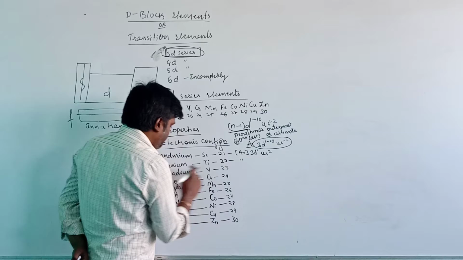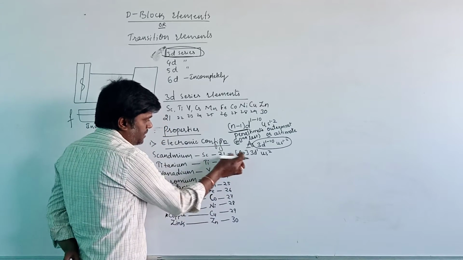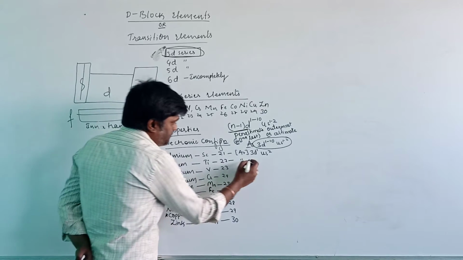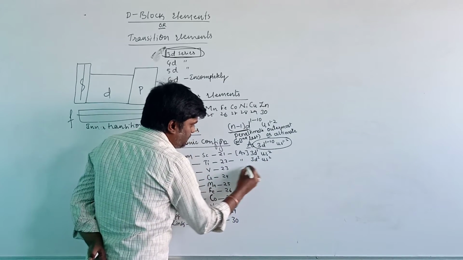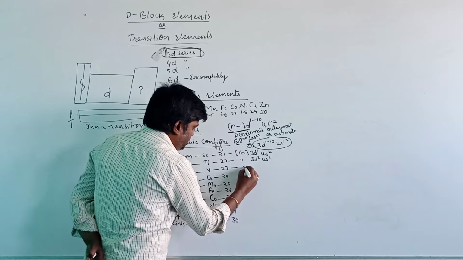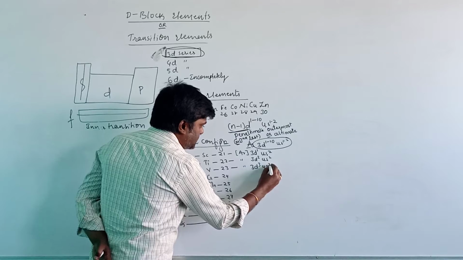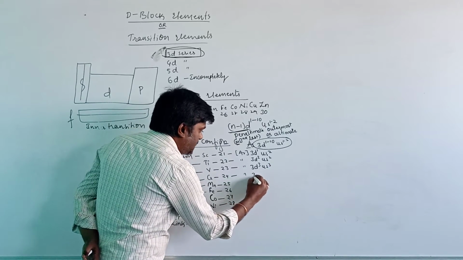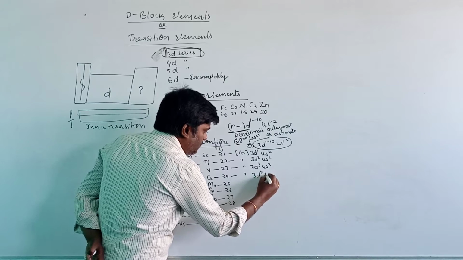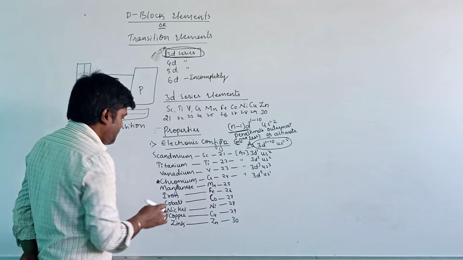And similarly, all the elements are compared with argon. Then titanium 3d2 4s2. Next one, 3d3 4s2. Then chromium 3d5 4s1. We will see why these are in the exception case.